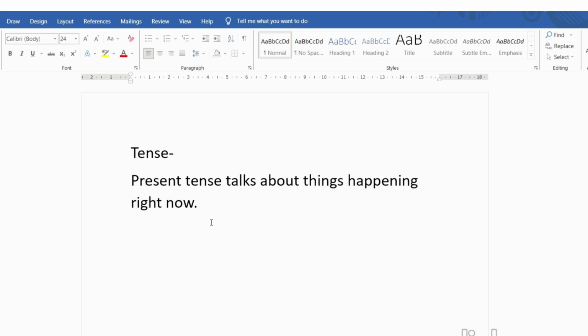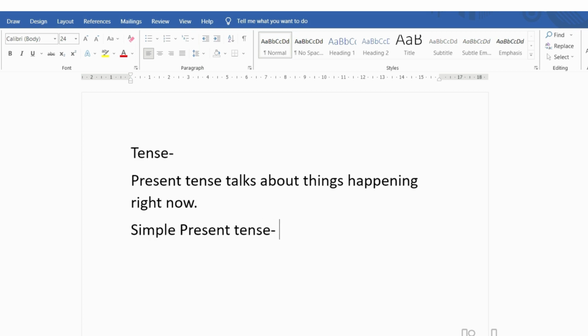Now, each tense, that means there are three types of tenses. Each tense has four subparts or subtypes. Okay? So, under present tense, we have the first one, that is simple present tense.